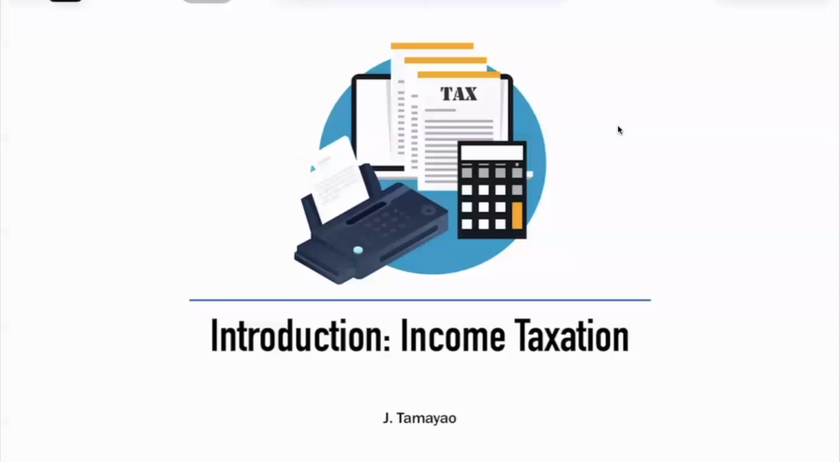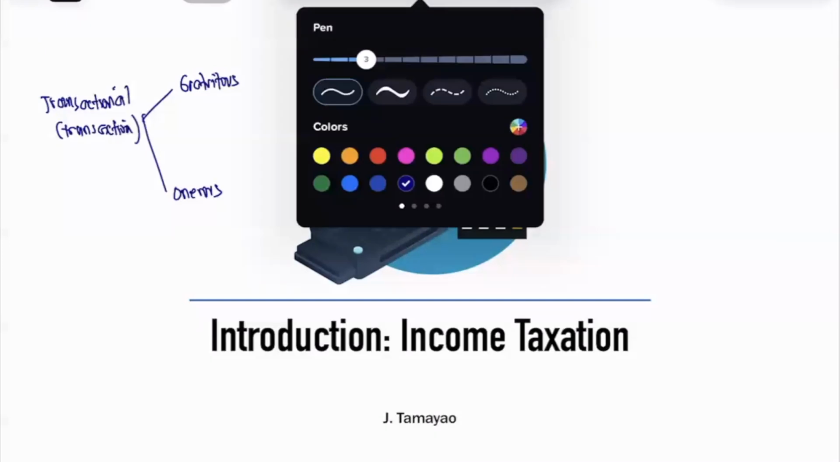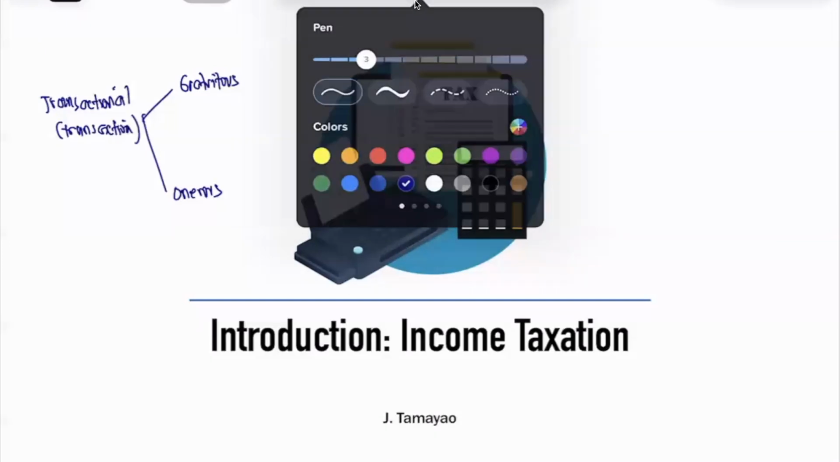So, generally, when we talk about taxation, it is really transactional. What do we mean by transactional? We tax the transaction itself. And when we talk about a transaction, it can either be a gratuitous transaction or an onerous transaction. That depends on whether there is a consideration or no consideration.